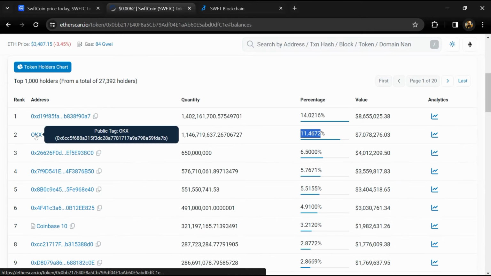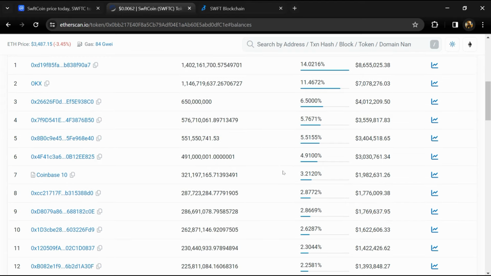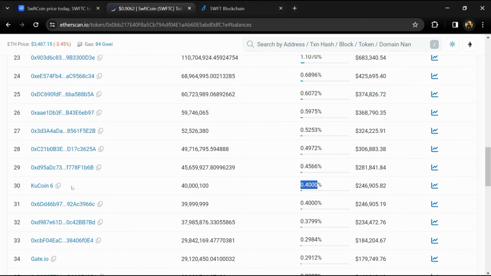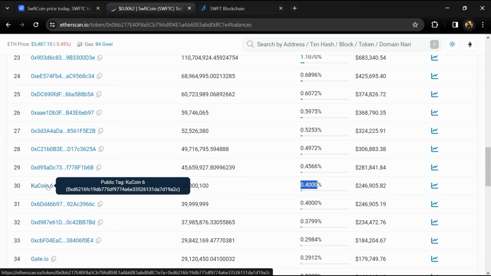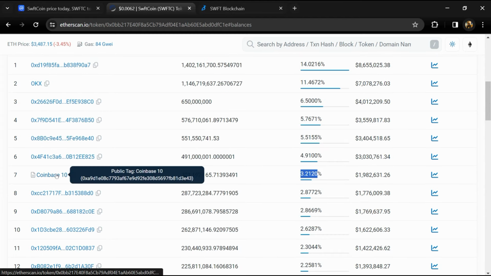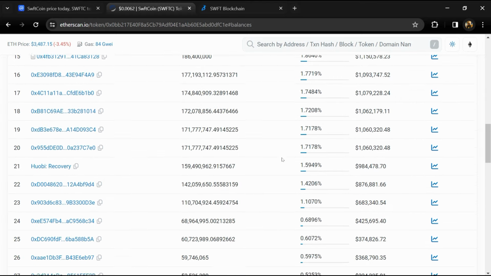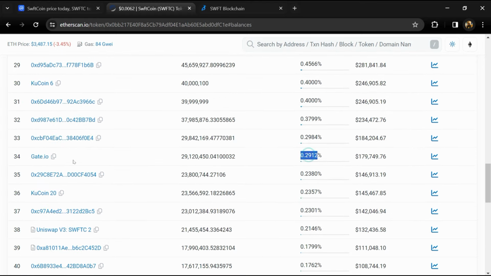11.2% of SwftC token is available on OKX exchange, 0.40% is available on KuCoin, 0.29% is available on Coinbase, and 0.23% is available on Gate.io exchange.